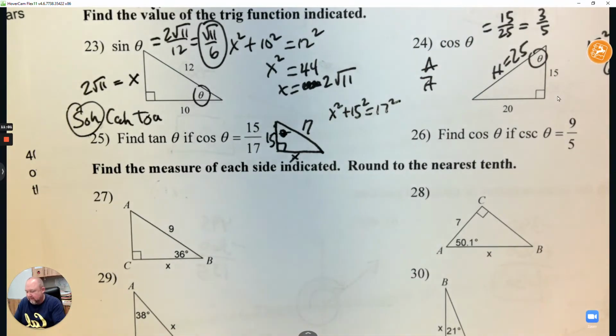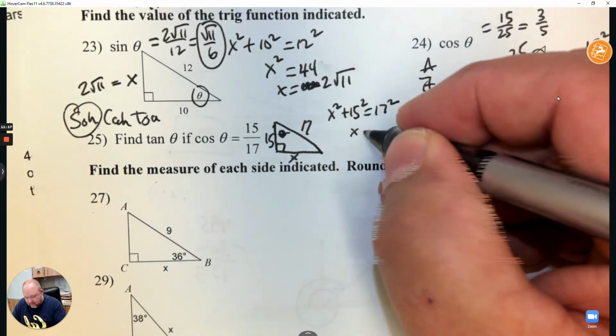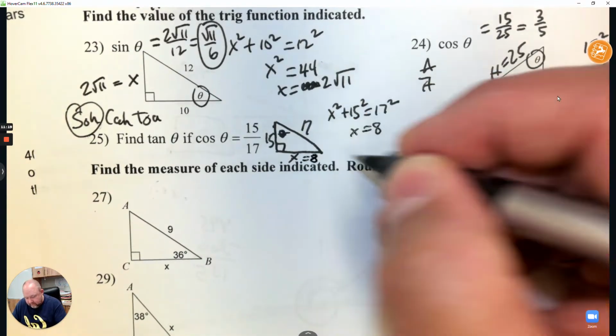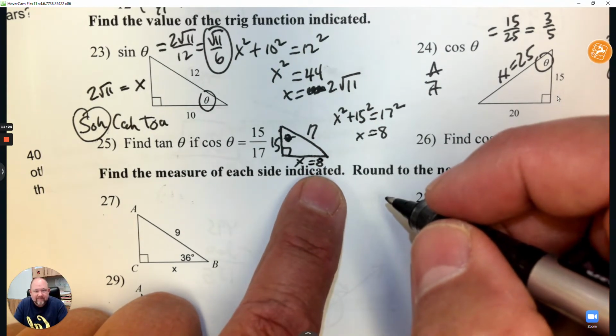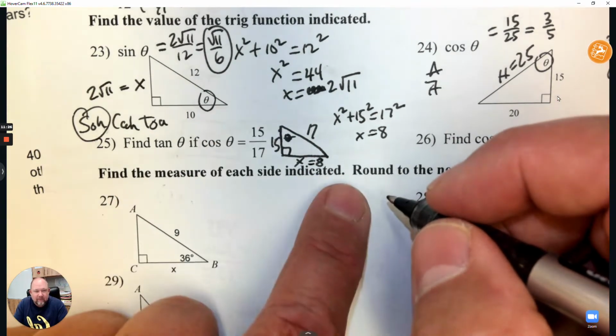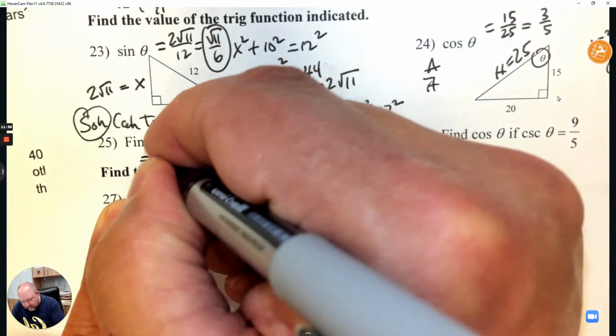So I'm going to use my calculator. It's not a Pythagorean triplet. So 17 squared, take away 15 squared, is 64. Maybe it is a triplet. And then the square root of that is 8. So I think it is a triplet because they all are rational. So I get the side length here to be 8. I should know that. And then tangent is opposite over adjacent. So the answer for tangent is 8 over 15.